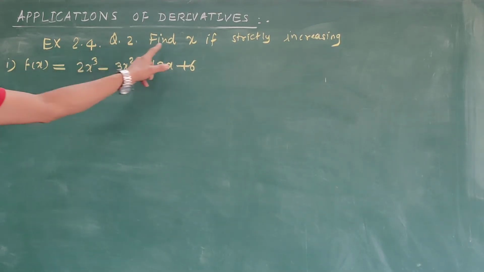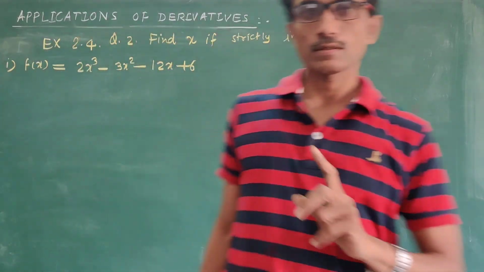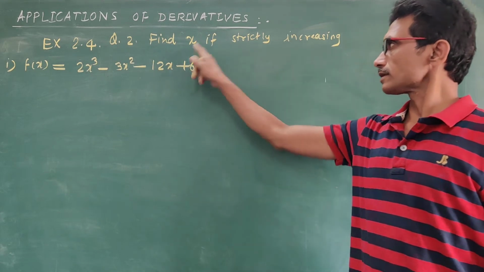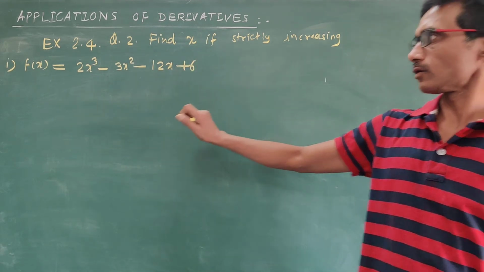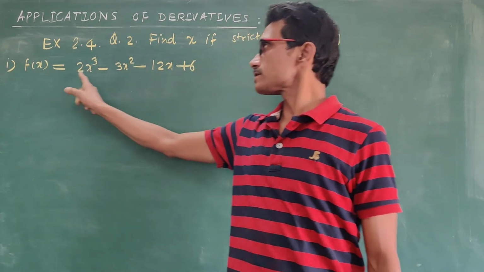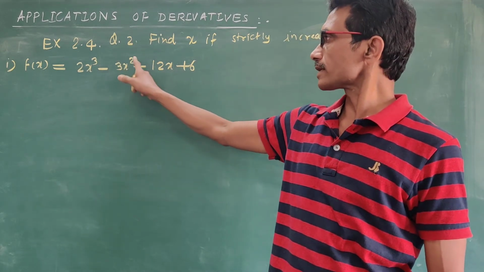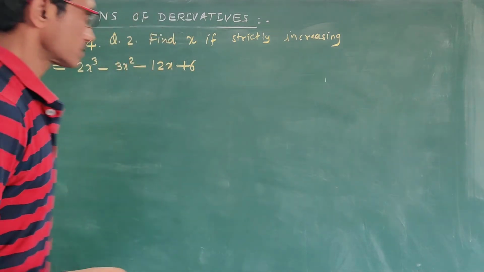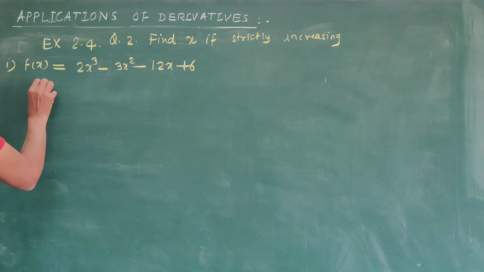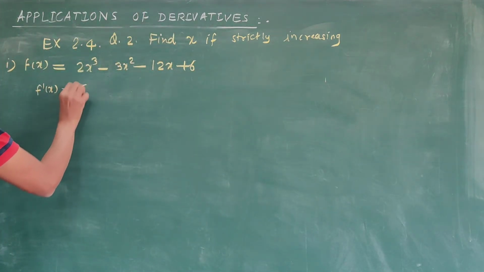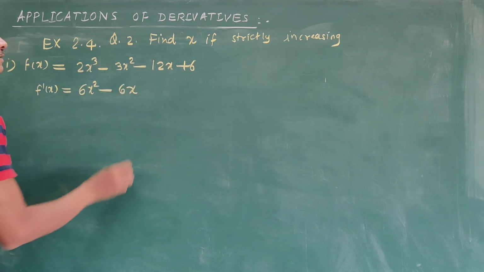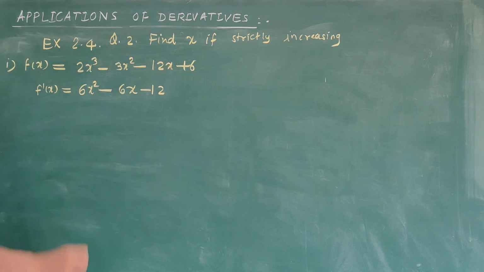Question number 2: find the values of x for which the function is strictly increasing. The given function is f(x) = 2x³ − 3x² − 12x + 6. We differentiate it with respect to x. f'(x) = 6x² − 6x − 12.